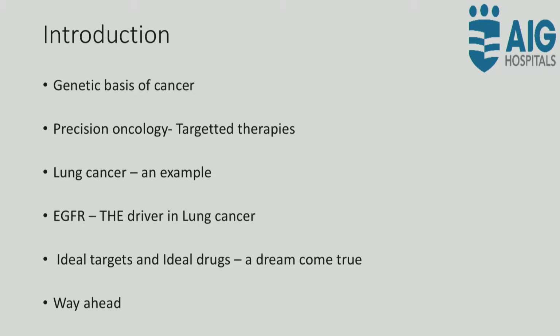I will take you through the genetic basis of cancer, which is probably considered one of the major discoveries of oncogenesis, and how precision oncology has moved in, and how targeted therapies have now become the way to go. I'll take one example, lung cancer, because it is considered one of the most diversified cancers with a complex molecular landscape. Among the lung cancers, I will take EGFR, which is considered the sole driver in lung cancer. Lastly, we'll move to the ideal targets and ideal drugs.